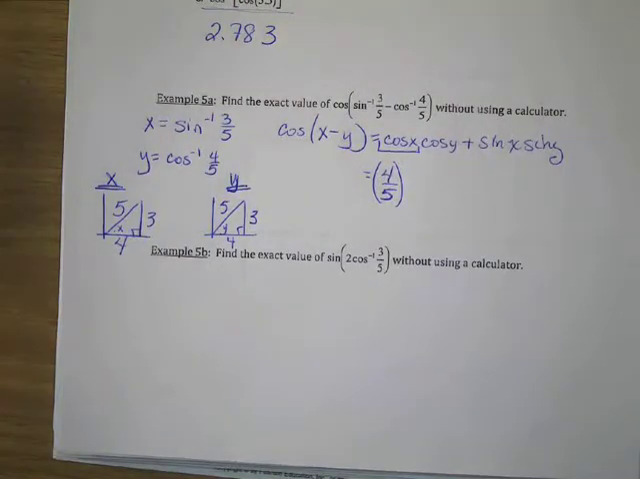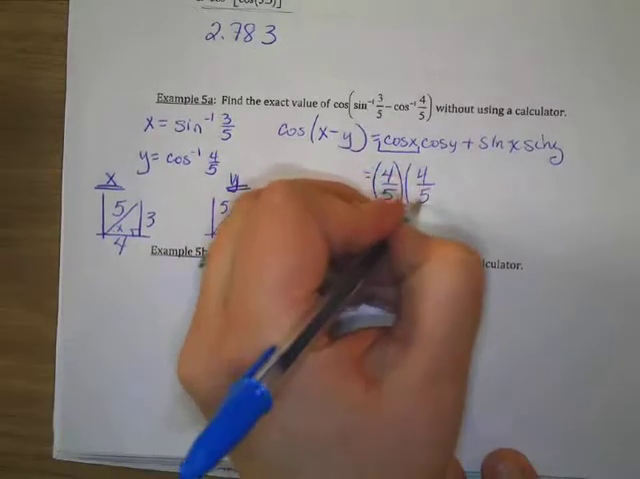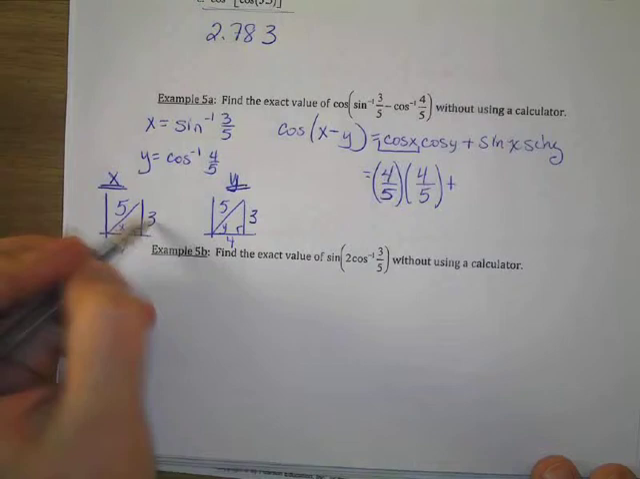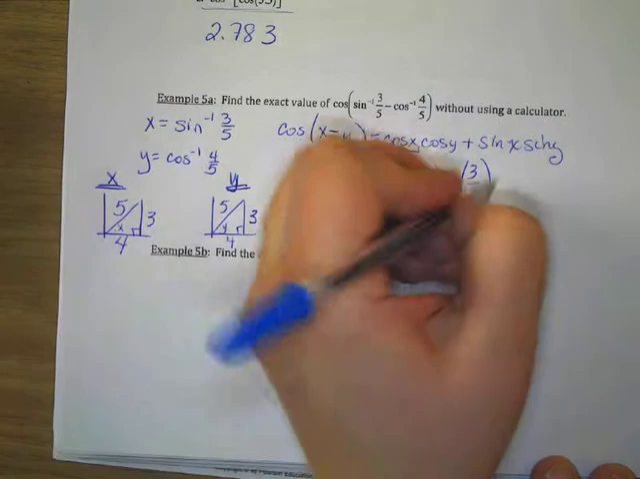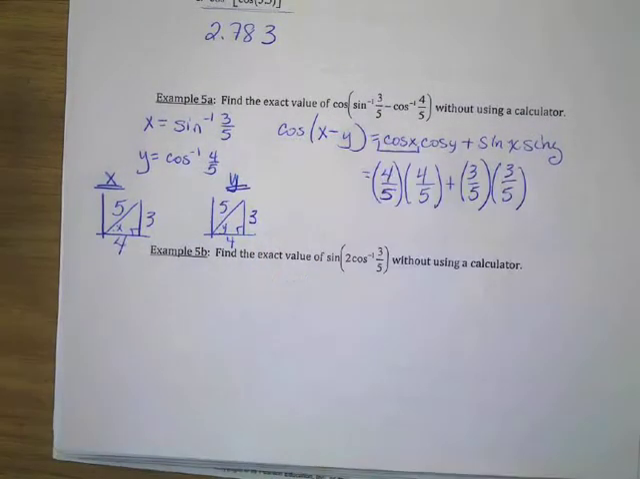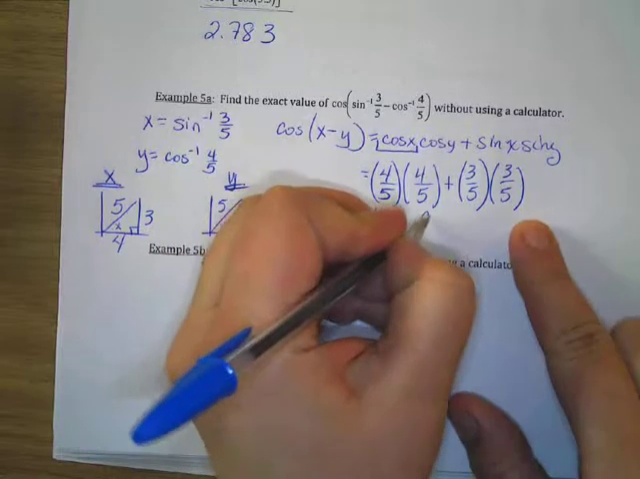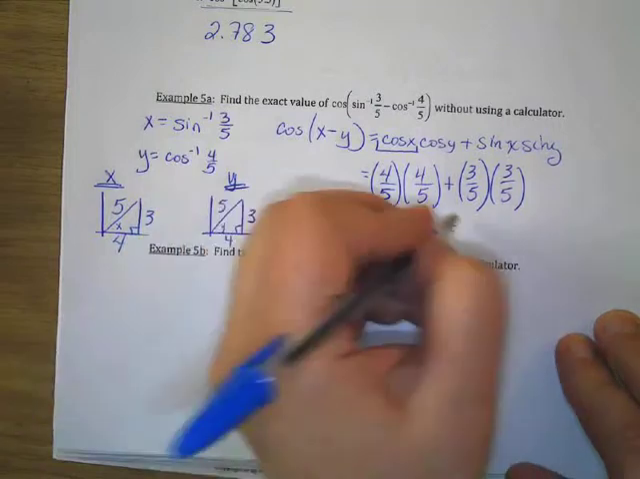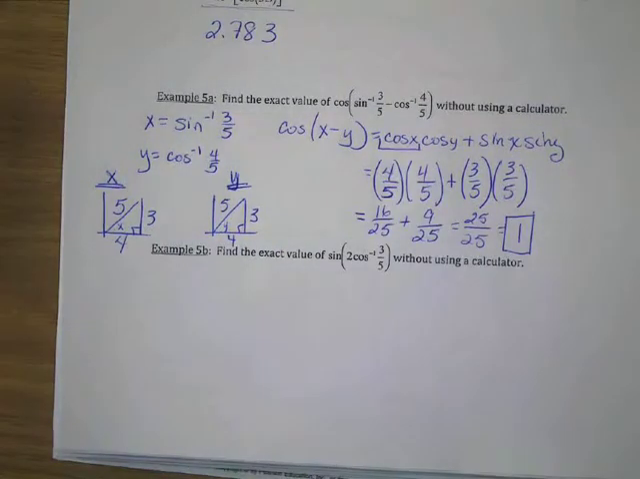And then we need to replace cosine of y. So go to your y triangle: 4/5. Plus sine of x: 3/5. And then the sine of y: 3/5. And now we're just multiplying. So what do we get here? Plus, which is 25/25, which is 1. Is that okay?